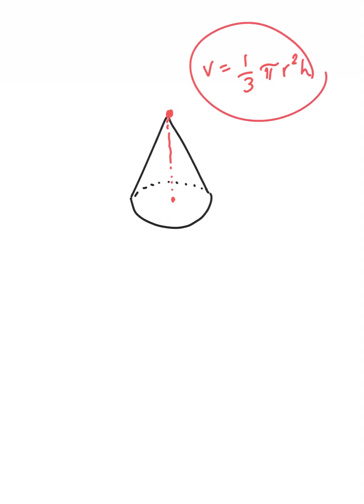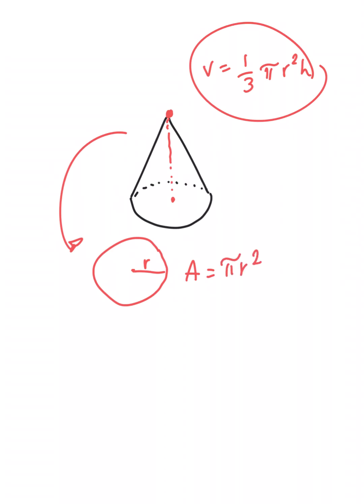The reason why this works is because if we rotate the cone a little bit and look at the flat base, we can see that it is a circle. We look at the radius so that we can find the area of the circle, and the area will be pi radius squared, which is this part of our formula.